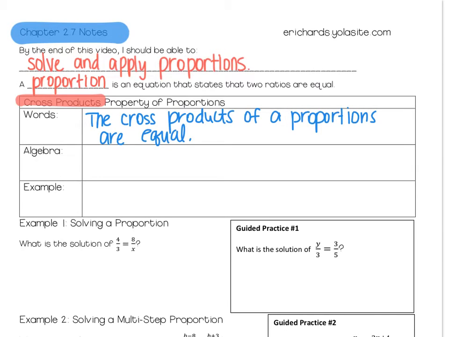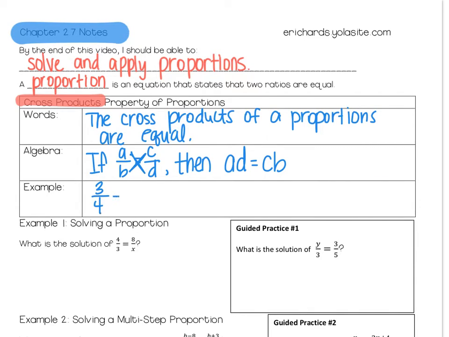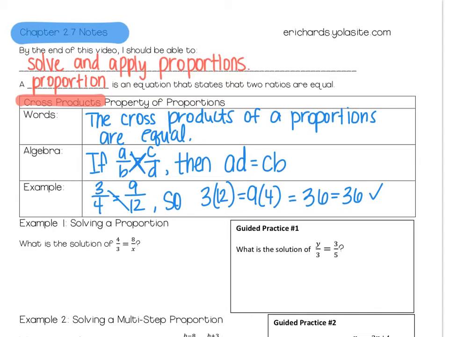In algebra, what that means is if A over B equals C over D, then AD, which is a cross product, equals CB. For example, if 3/4 equals 9/12, then 3 times 12 must equal 9 times 4. And if you actually work it out, you get 36 equals 36, and it works out.